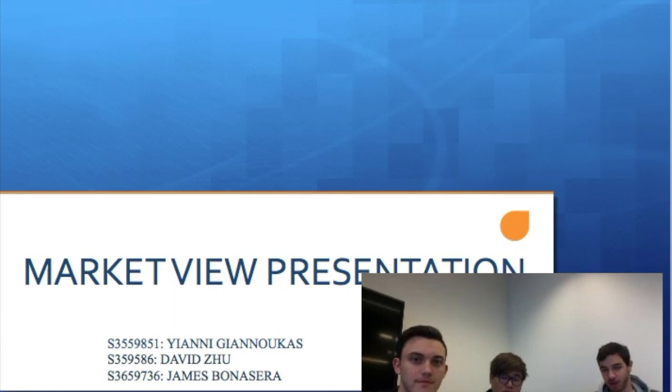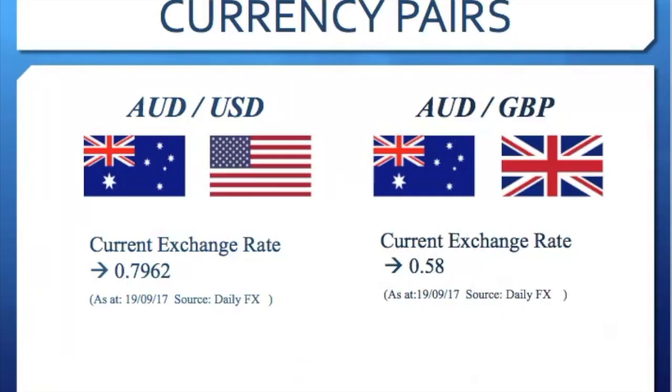And today we're going to be comparing two currency pairs. Our first currency pair that we're looking at today is AUD/USD, which is currently trading at where one Australian dollar fetches 0.79 USD. Our second currency pair is AUD/Great British Pound, where one AUD trades at 0.58 British Pounds.